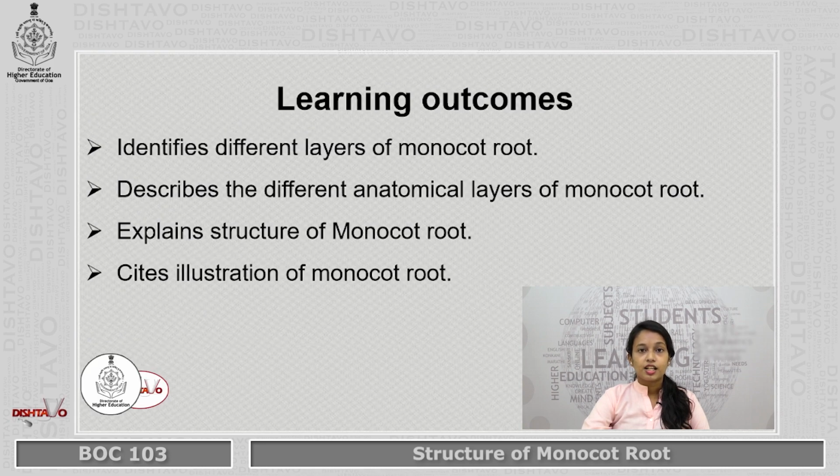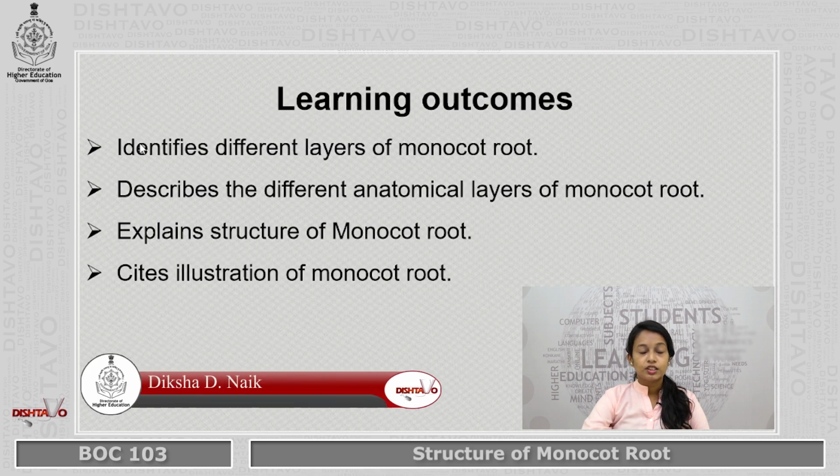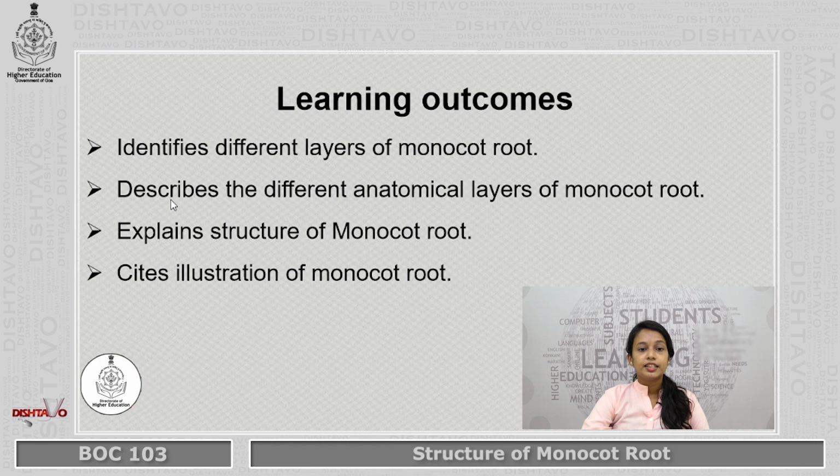Learning outcomes. After completion of this module, students will be able to identify different layers of monocot root. They will describe the different anatomical layers of monocot root. They will explain the structure of monocot root and they will also cite an illustration of monocot root.